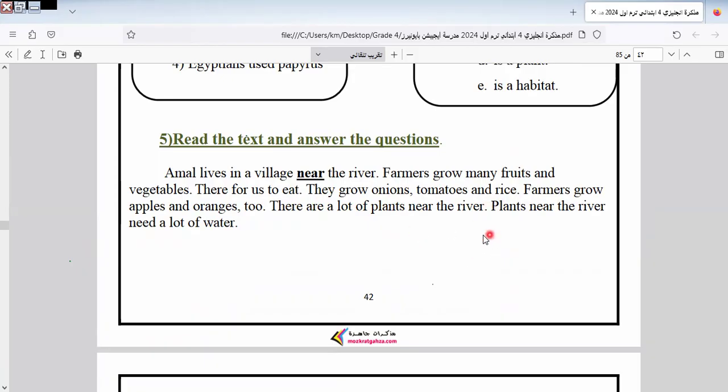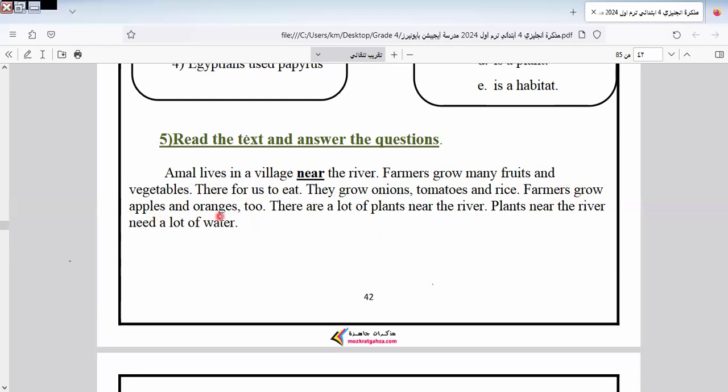You must know this rule. Grow with crops, but raise with what? With animals. I would like to know it. Okay, we use grow with crops, and we use raise with animals. A clever pupil. They grow onions, tomatoes, and rice.